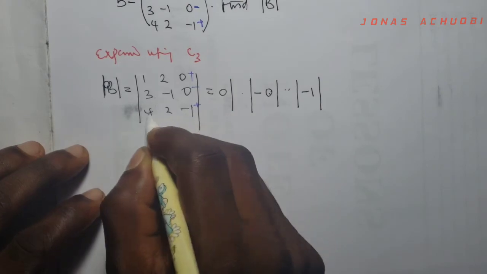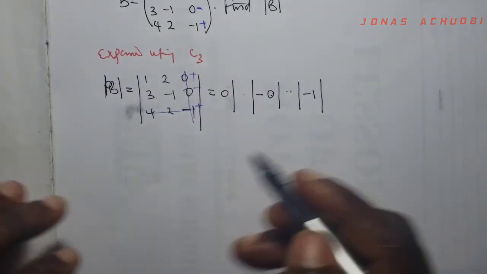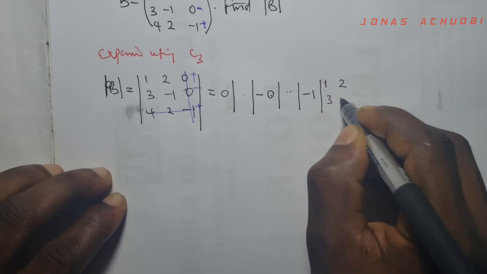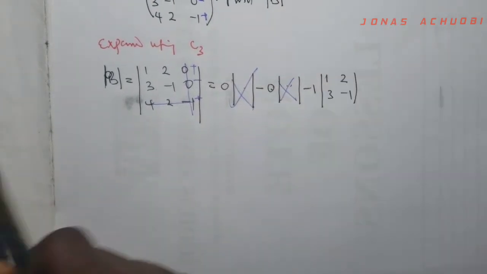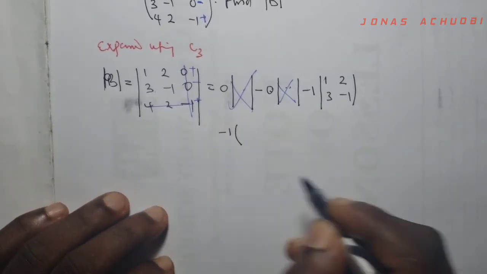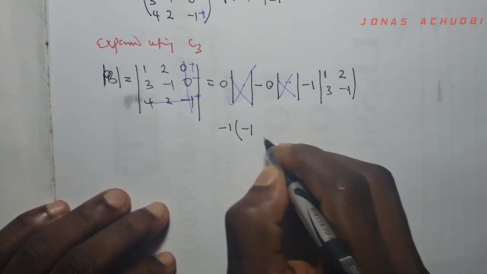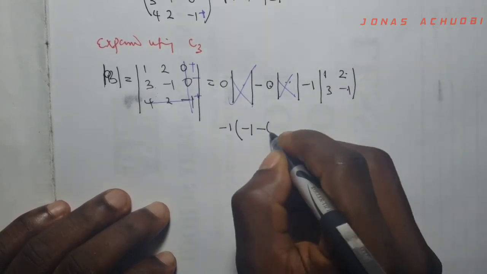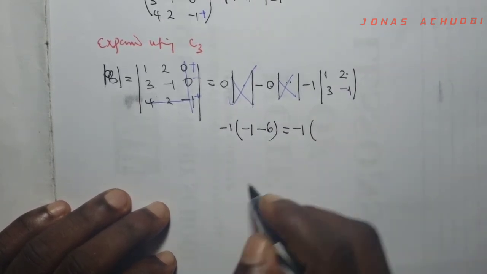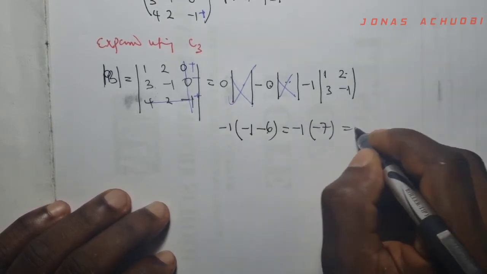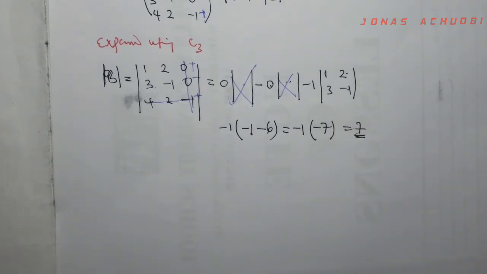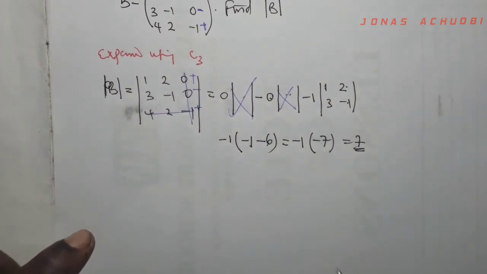So I delete the row, which is this, and the column. And what do I have left? I have 1, 2, 3, and -1. This will be 0. This again will be 0. So what I'm left with is just this. So I now have -1 times, 1 times -1 is -1, minus 3 times 2 is 6. And that will be -1 times -1 minus 6, which is -7. So -1 times -7 is just 7. And that's the determinant of your matrix B. Very short. It's short because I've used the column that has more 0 entries.